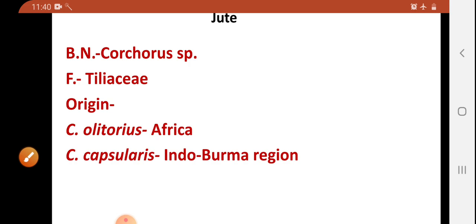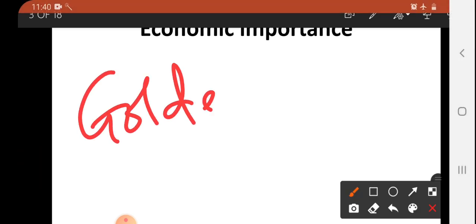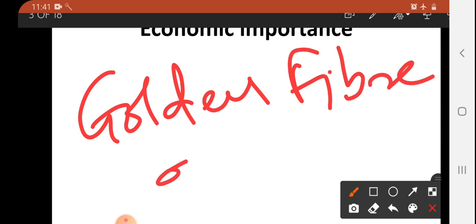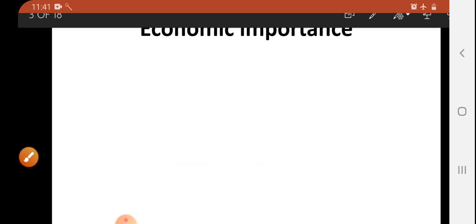Let's move to the next part, that is economic importance. Before the start of economic importance, I want to tell you one important thing. As we know, cotton crop is called the white gold of India. Same like that, jute crop is called the golden fiber of India. It is important for objective type questions. Cotton is white gold of India and jute is golden fiber of India. So you should know this thing.